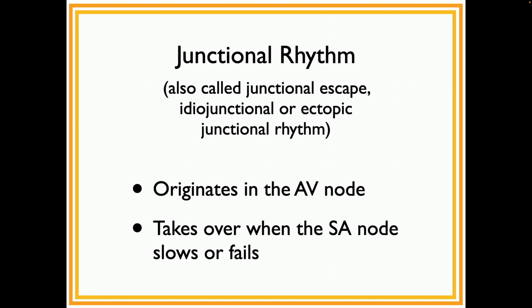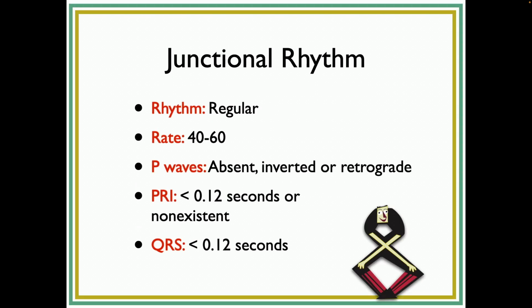So our next rhythm is junctional rhythm, okay? And this is the one when you think about what happens when the SA node dies or slows way down, the AV node comes to the heart's rescue, and this is it. It's called junctional rhythm. Sometimes it's called junctional escape rhythm, ectopic junctional rhythm, and again, old-fashioned idiojunctional rhythm. It originates in the AV node, takes over when there's a long problem with the SA node. It is regular. It is always regular, okay?